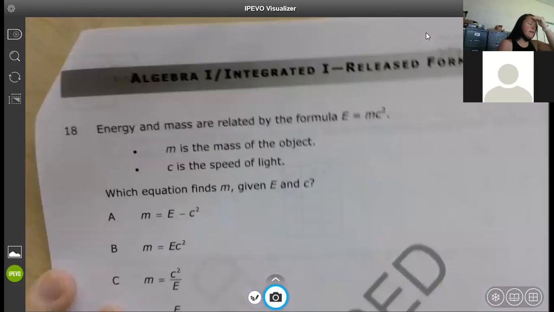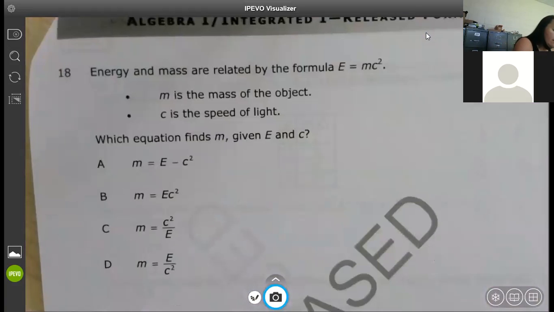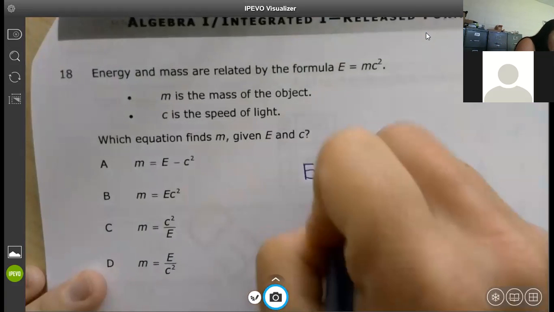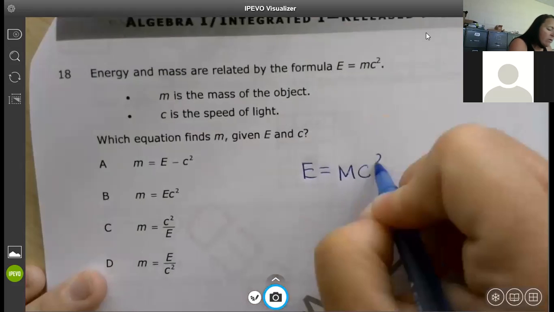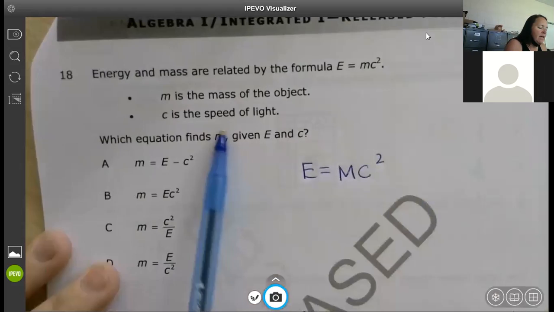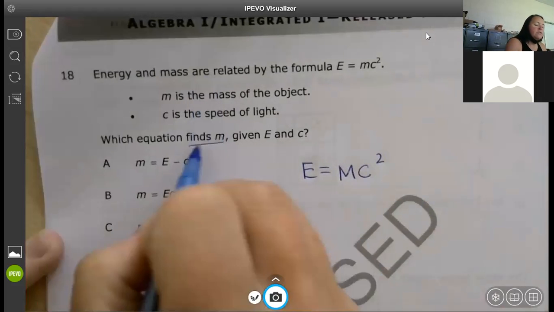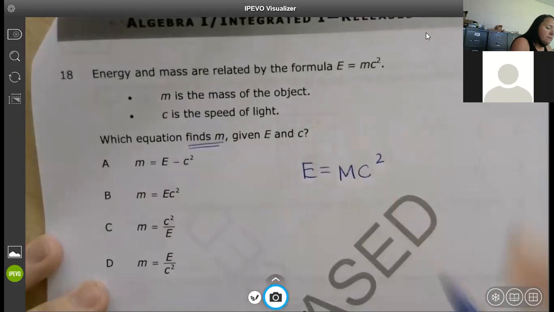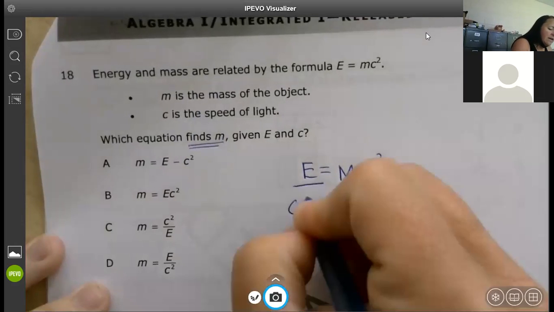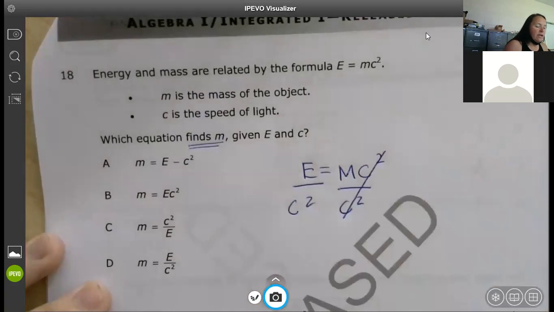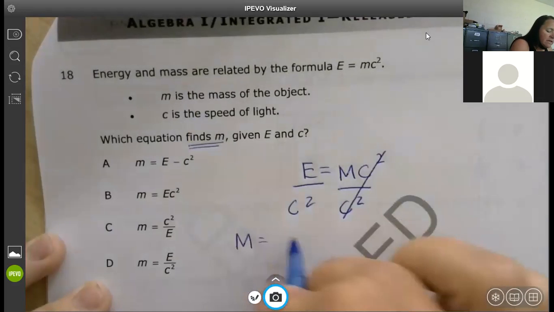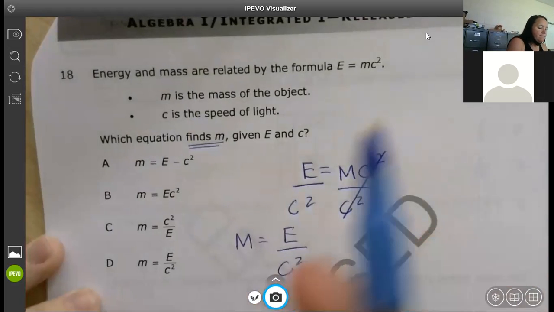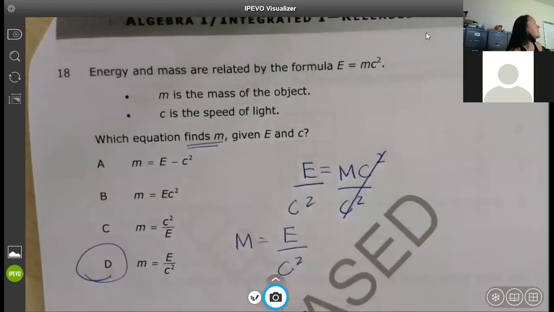Look at number 18. Again, trying to find some easy ones. Just kind of go through quick. It says you have the formula E equals mc squared. M is the mass. C is the speed of light. It wants you to find m. So if I'm solving for m, what do I need to get rid of? The c, right? How do I get rid of that c? Divide it. So what I do to one side, I do to the other side. If it's the same on the top and the bottom, we mark it off. So m equals E over c squared. That was that simple. Okay, that simple.